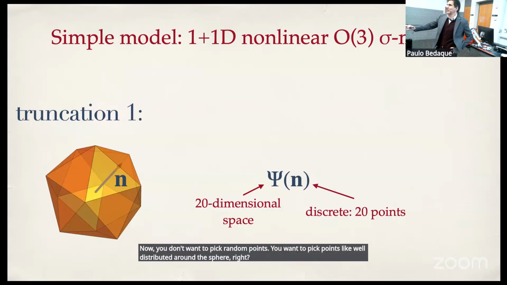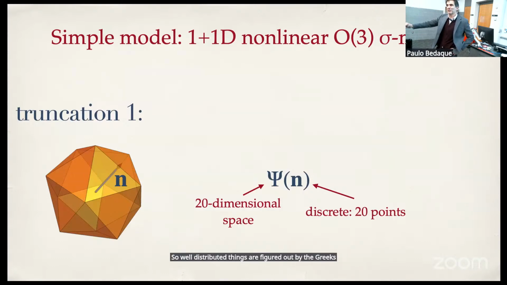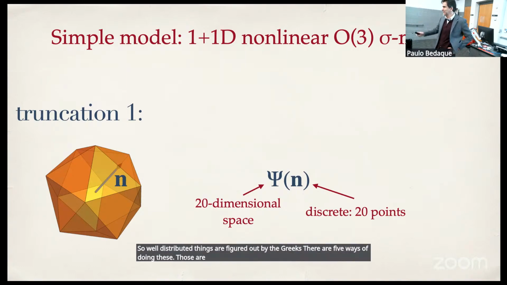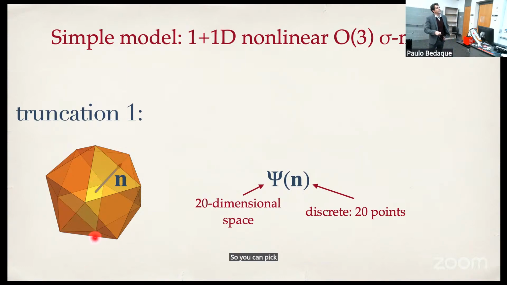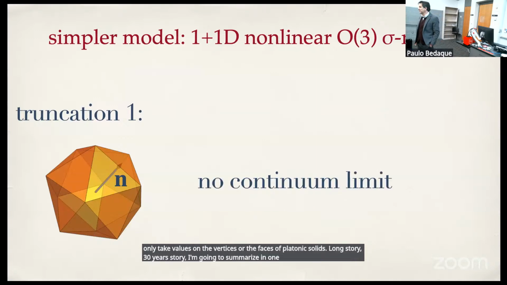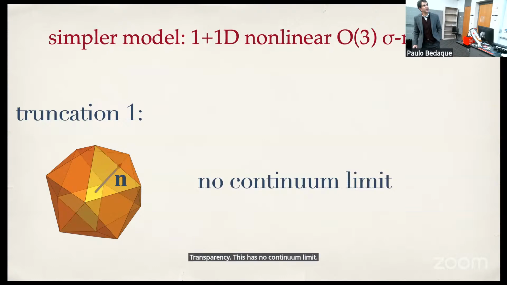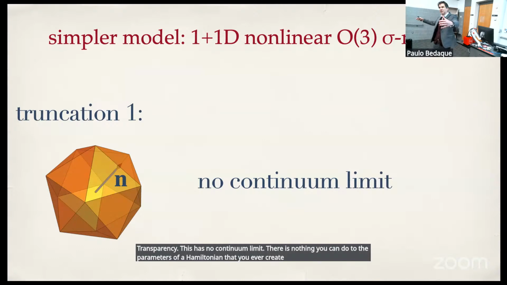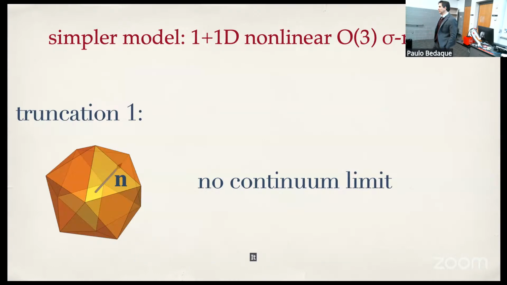Well distributed things were figured out by the Greeks. There are 5 ways of doing this. Those are the 5 Platonic solids. So you can pick one of them, and you can try to study the model where n can only take values on the vertices or the faces of Platonic solids. Long story, a 30 years story, I'm going to summarize in one transparency. This has no continuum limit. There is nothing you can do to the parameters of a Hamiltonian that will ever create correlation lengths that are very large compared to the lattice spacing. So this model exists on the lattice. It describes no continuous physics. So that's a bad start, right?